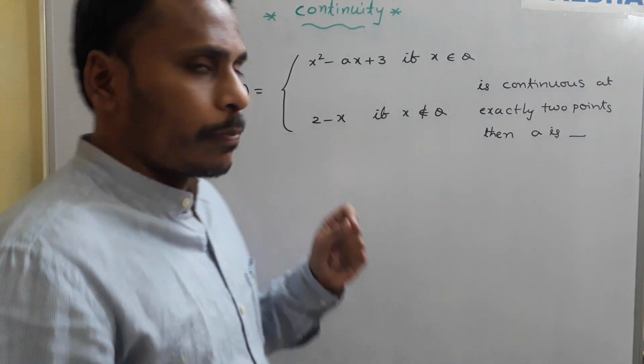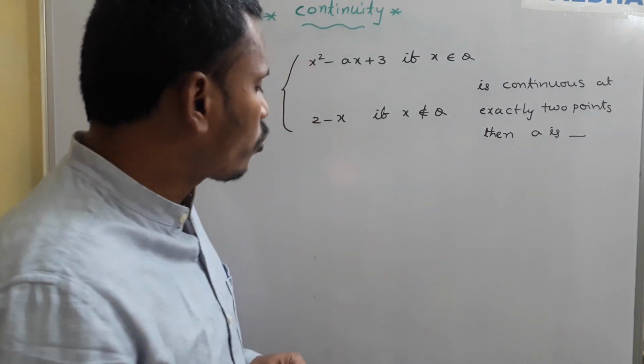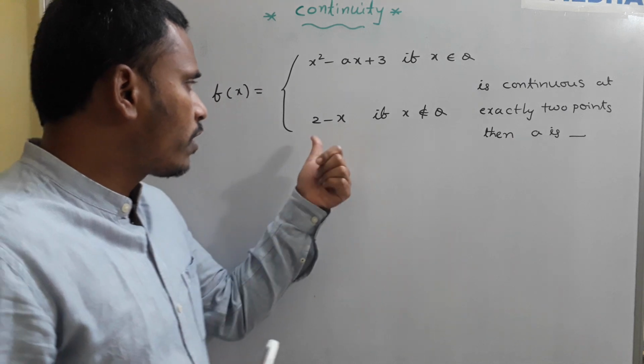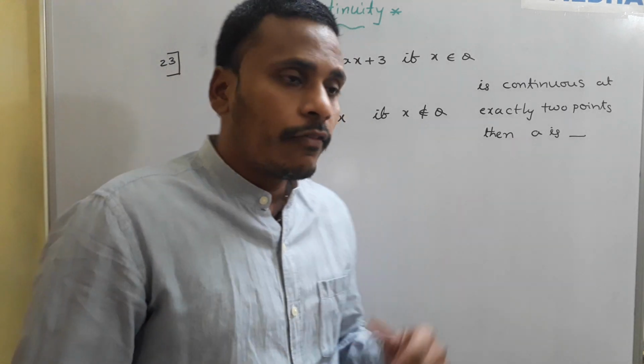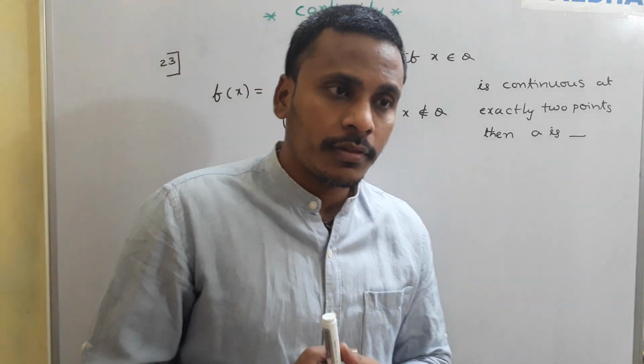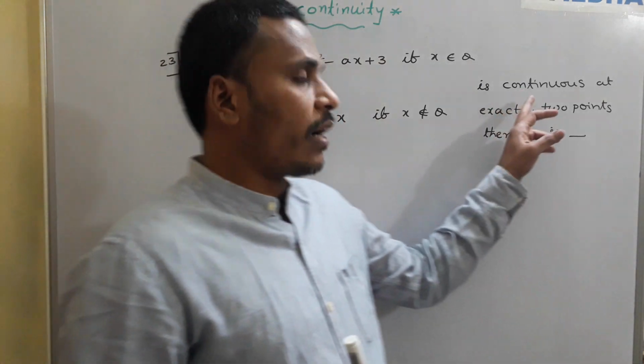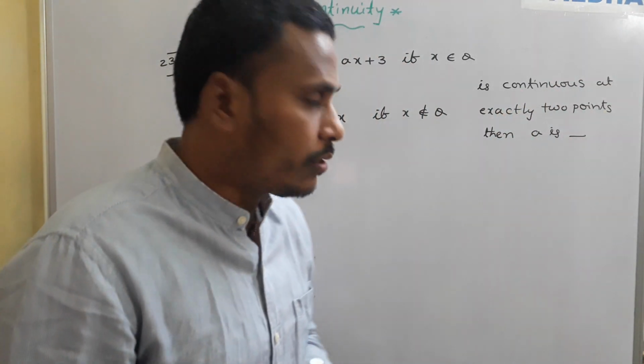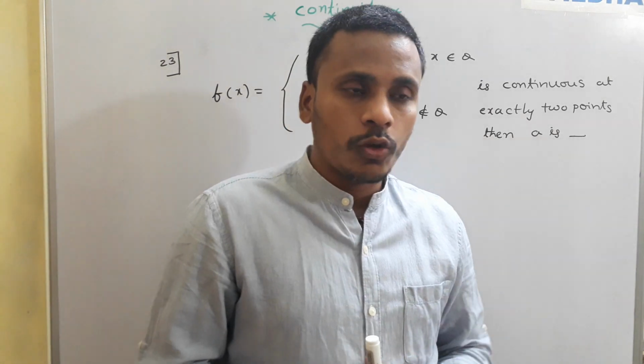x square minus ax plus 3 for rational values of x, and f of x is defined as 2 minus x for irrational values of x. This function is continuous at exactly 2 points, then we need to find the values of a.